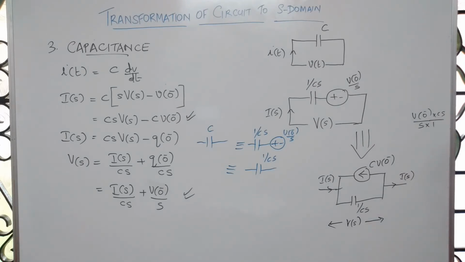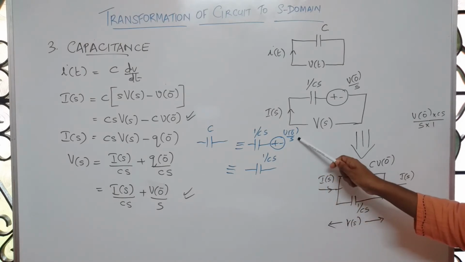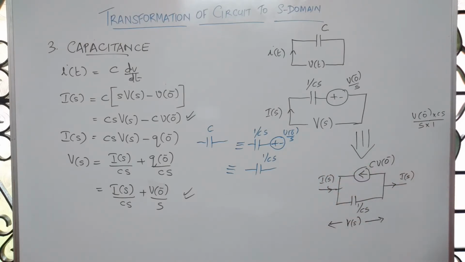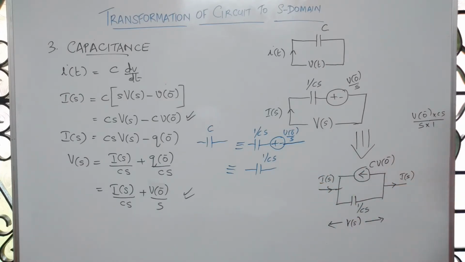This is the capacitor. So a capacitor, if initial conditions are absent, we can represent by 1 by Cs. If initial condition is given, then it is a capacitor in series with a voltage source having value v(0-) by s. So this is how you represent resistor, inductor and capacitor in S domain.